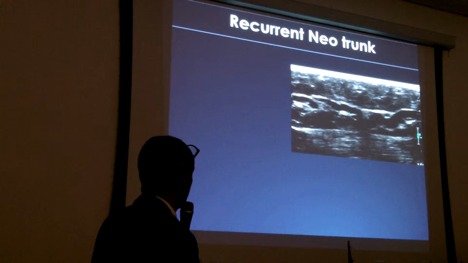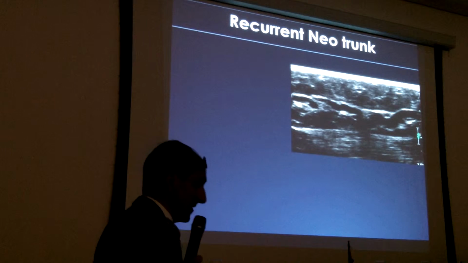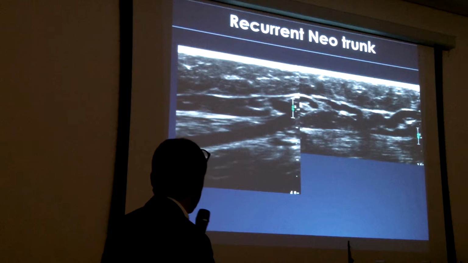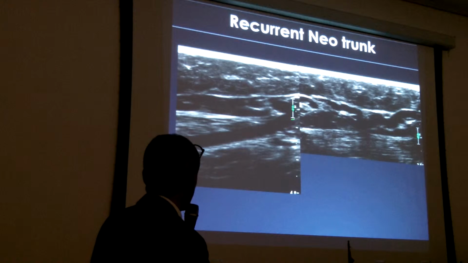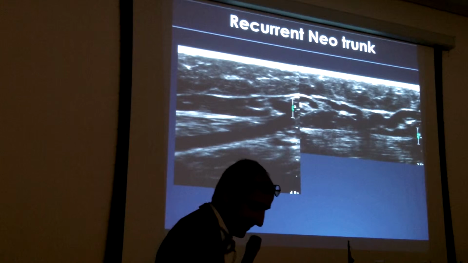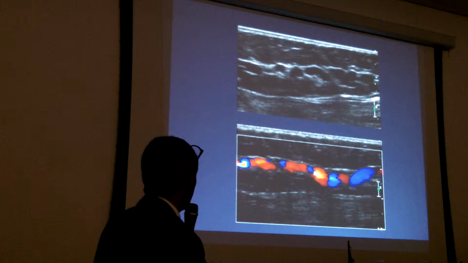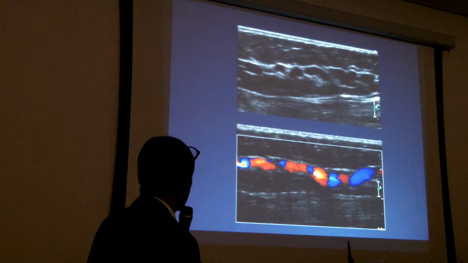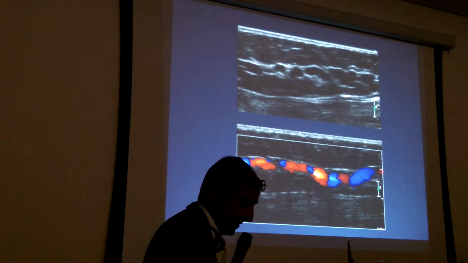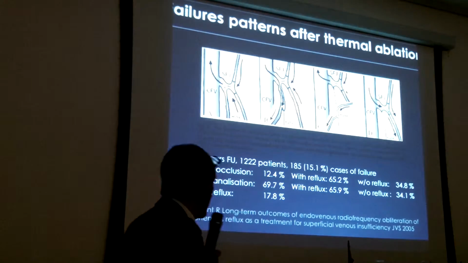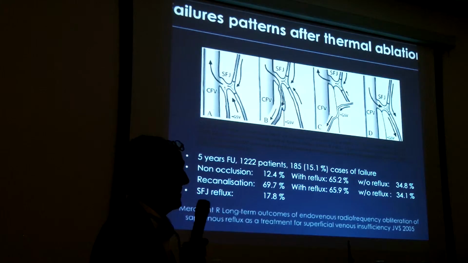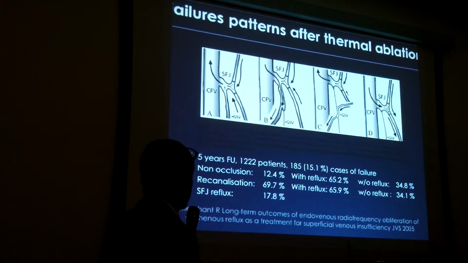You see here the vein is very tortuous in the compartment, and the reflux comes from this long and large perforating vein. This is a typical recurrent trunk. It's very tortuous on B mode and on color flow. These are the failures that can be seen after thermal ablation.